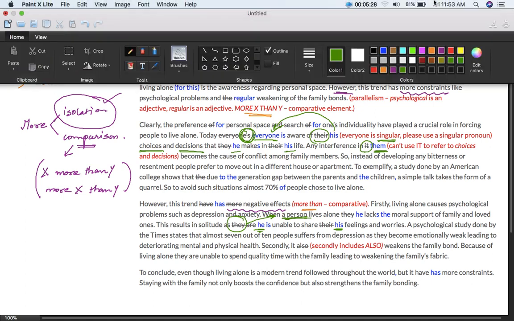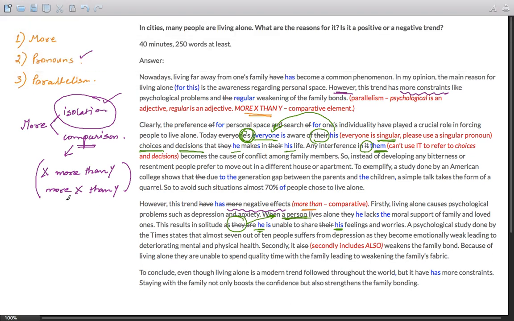Final mistake. Let me change the color again to mention this. Parallelism. As I've mentioned earlier in a number of videos, parallelism refers to similar structure. Here, she writes in this sentence, however, this trend has more constraints like. Now, like will talk about two things, number one and number two. The first one is psychological problems, and the second she writes the weakening of family bonds.